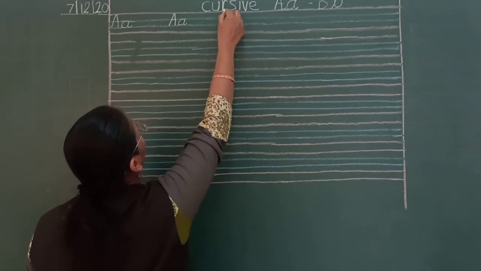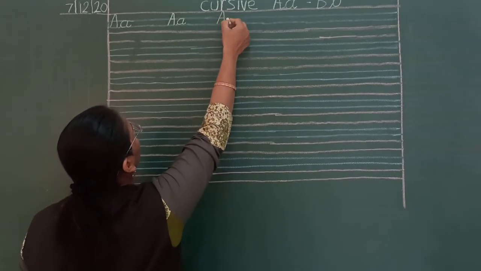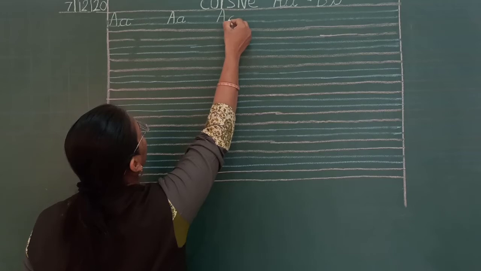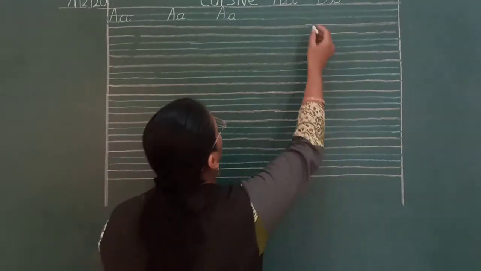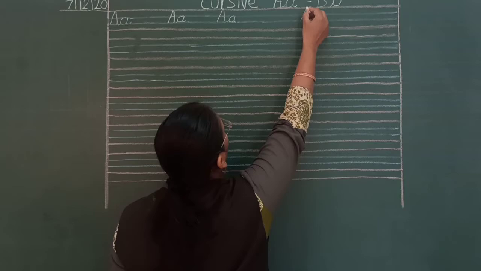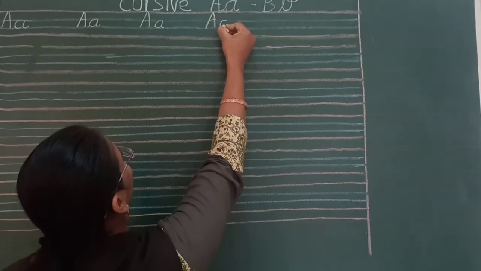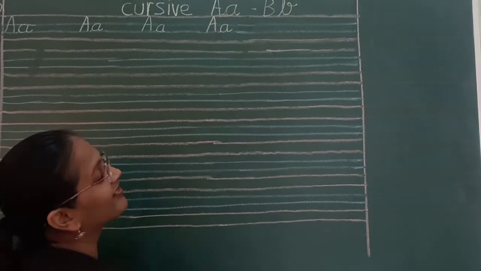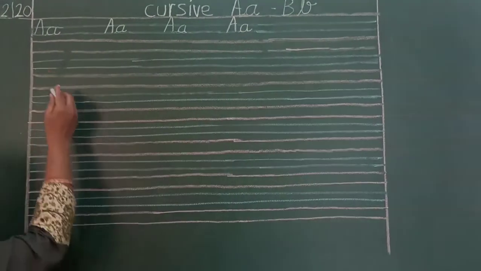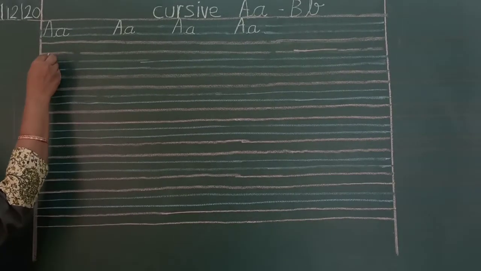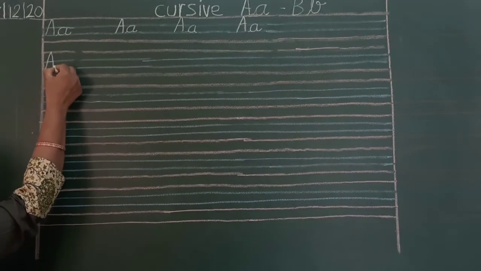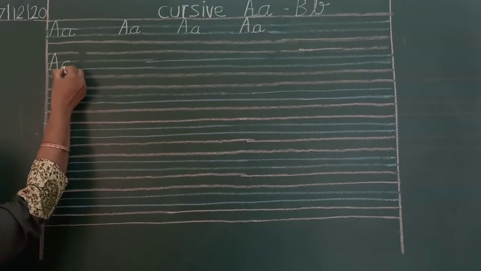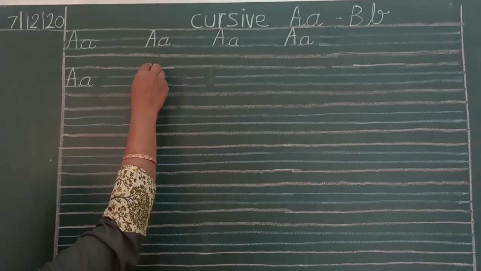Again, see: A for apple, A for ant, A for what else? Come on, tell me. Okay. Now in the next line, write again. At least 5 lines you have to write A and then 5 lines you have to write B.